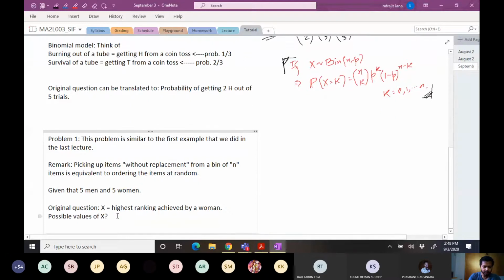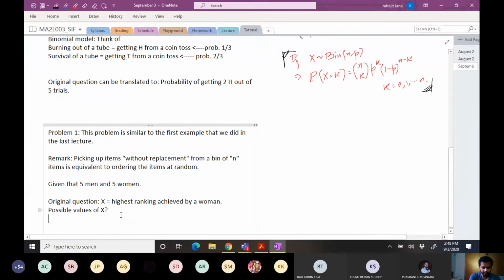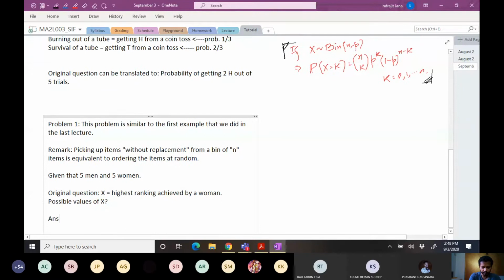Alright, so what are the possible values of x? First of all, that we need to figure out. Possible values of x could be, if you are reading off the merit chart, if the top ranked person is a woman, then it's 1. That's the lowest possible value x could be. Or you can find the top ranked woman in the second list, or maybe third, fourth, maybe fifth, and that's all. You can never go beyond 5.